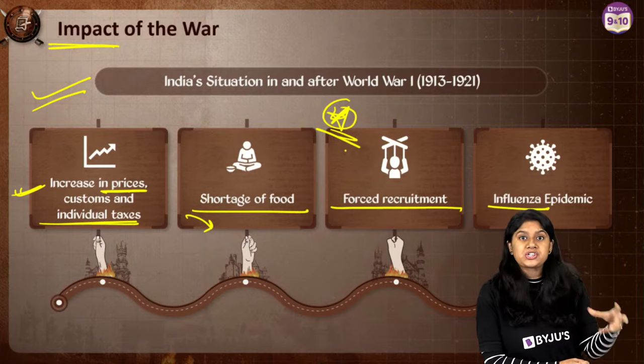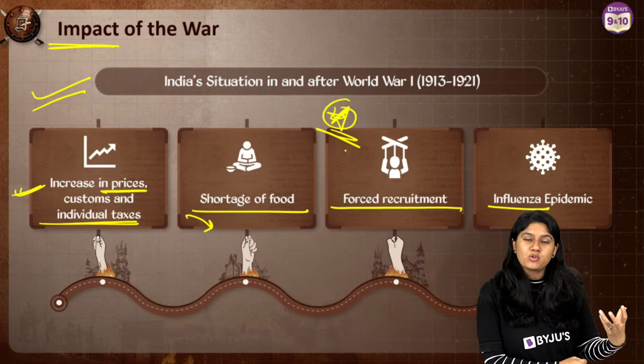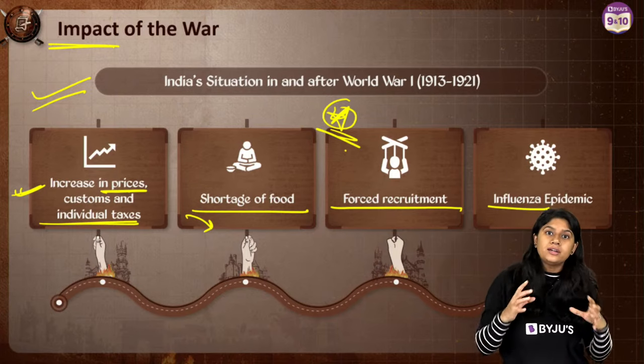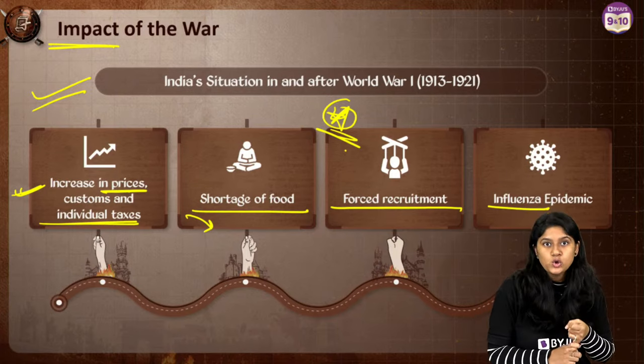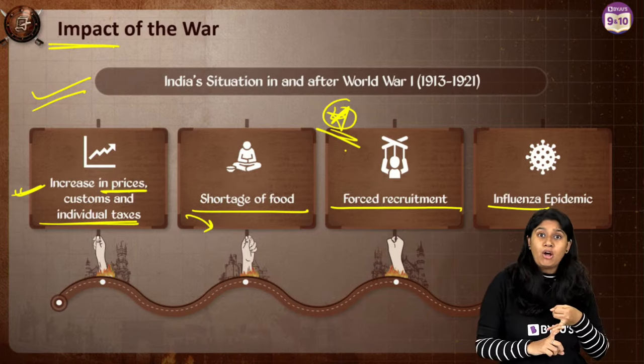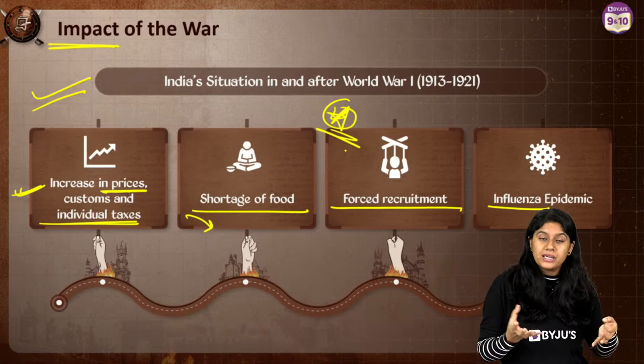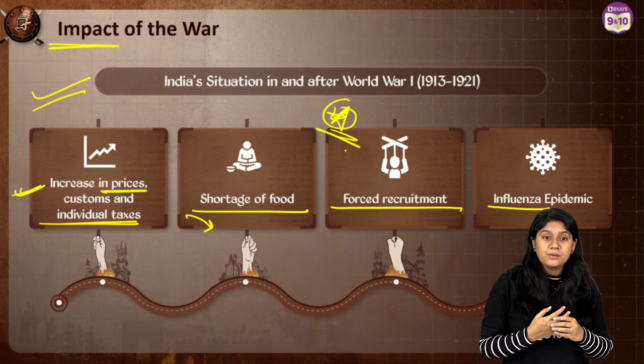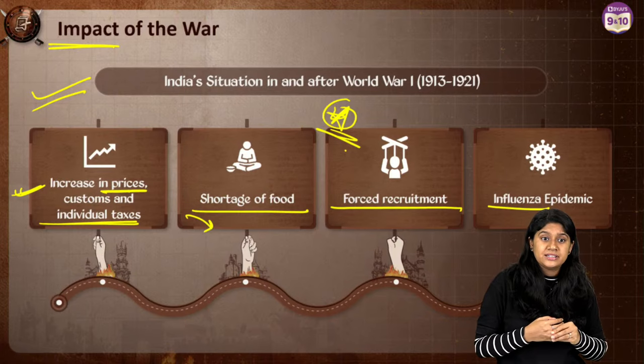So what was the economic situation in our country after World War One? We were not strong in terms of food, and people were not there because they were kind of forced into joining the army. And of course, the taxes were also very much increased. Everyone, are we clear with this?